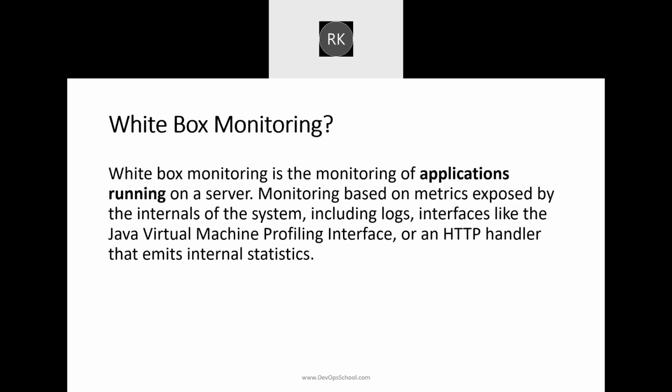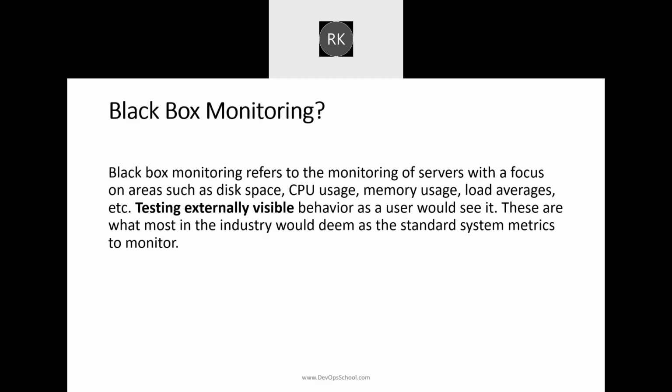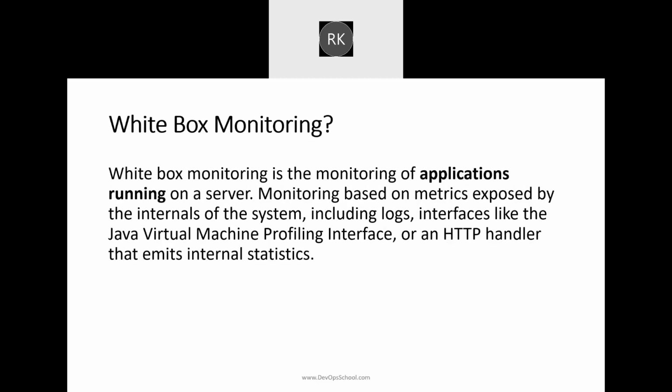White box monitoring focuses on the internals of the environment, where you fetch the internal information. Black box monitoring fetches the external information. External information means about the CPU, RAM, network, load balancers, and all stuff like that. That's external. Internal is inside the application, where they will get into that.